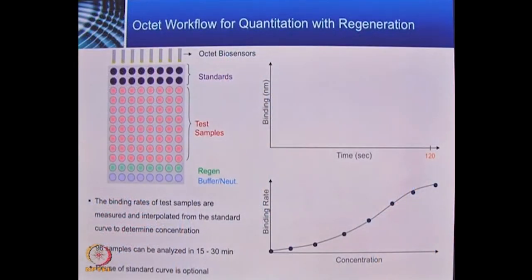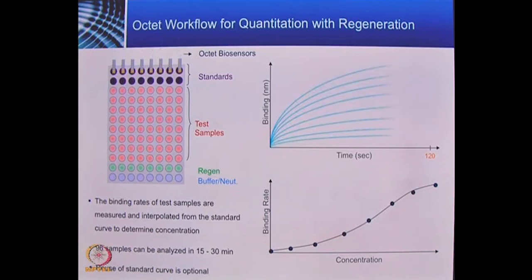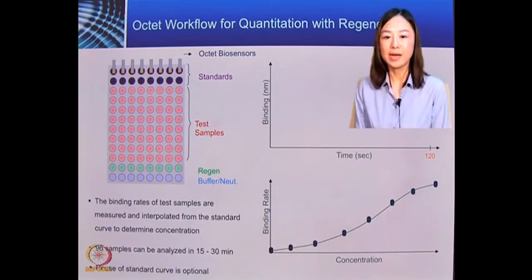As another example of the application of BioLayer interferometry, let's look at quantitative analysis of BLI. When we are doing a quantitative analysis, the first step is to generate a standard curve. During the setup, the biosensor is first dipped into the wells which contain the standards. The standard will bind to the biosensor, and by calculating the initial binding rate of the molecules to the biosensor, we can get a standard curve with the binding rate as the y-axis and the concentration of the molecules as the x-axis.